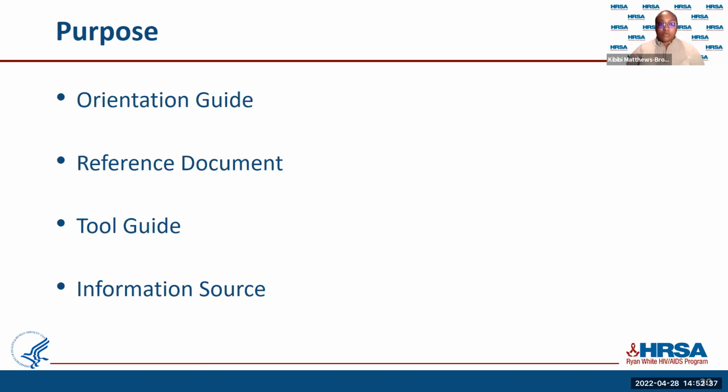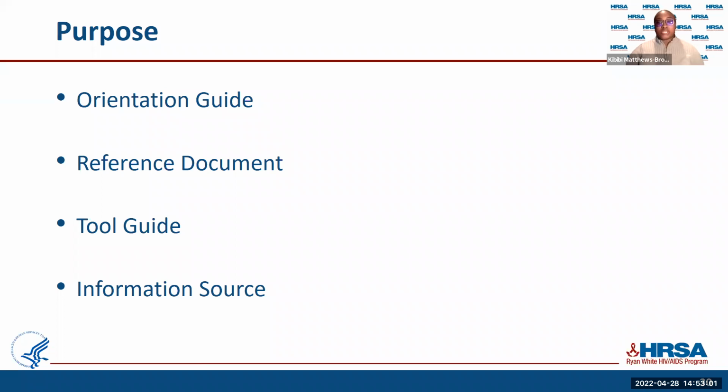So I wanted to provide you all with some background about how the RWHAP Part B manual has been put together and information about the purpose. So I'll start with the purpose first. There are four reasons that we put together this manual. It's one, to help serve as an orientation guide. It's a reference document, it's a tool guide, and it's an information source. And I'm gonna talk a little bit about each one of those.